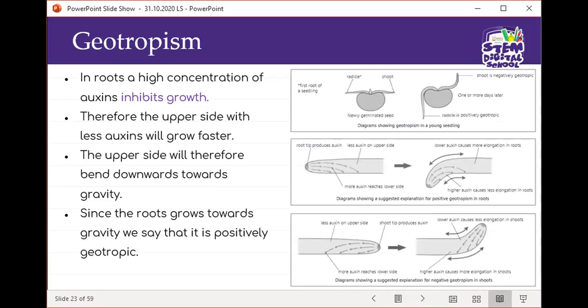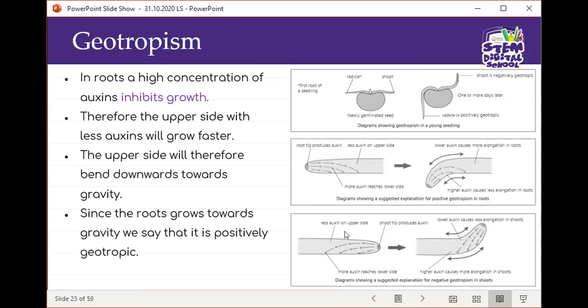Right. So here is basically a diagrammatical explanation of what we have just seen. So the first diagram is showing us geotropism in a young seedling. Okay, so we have a radicle, which is from the newly germinated seed, and we also have a shoot. Now this is what happens when geotropism takes place. The radicle is positively geotropic, meaning that it moves down, in the direction of gravity. And then we have the shoot, which is negatively geotropic, meaning that it moves away from the stimulus of gravity. So you need to be able to draw a simple diagrammatical explanation, or picture rather, of geotropism.